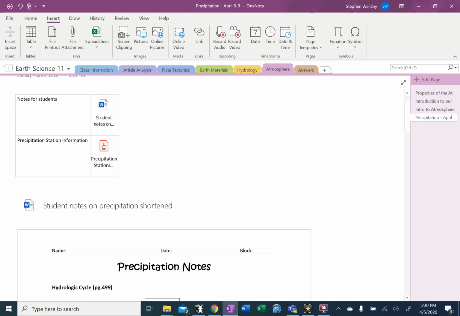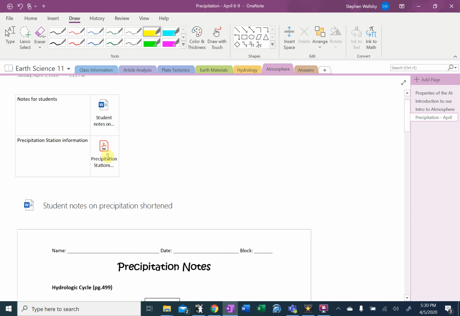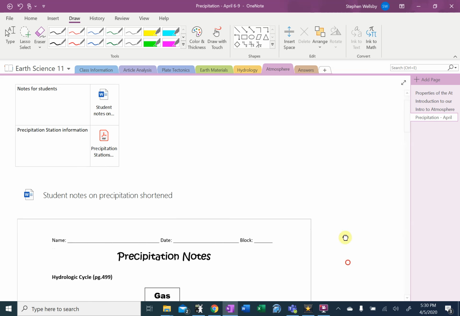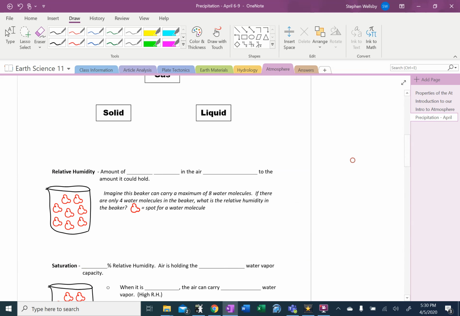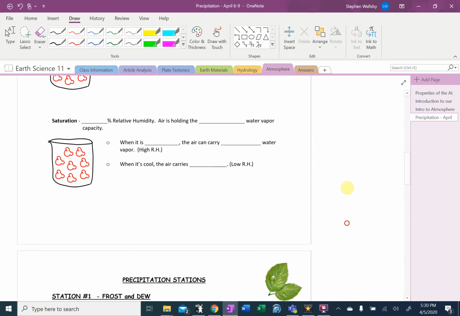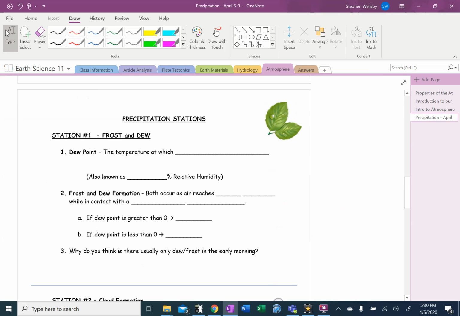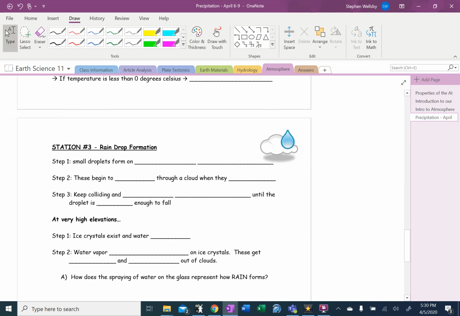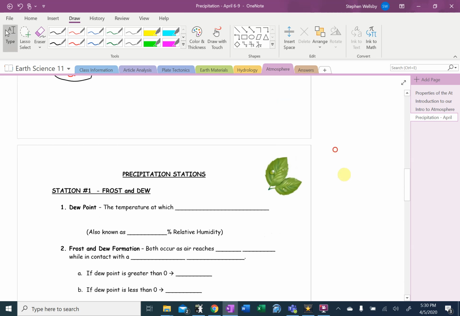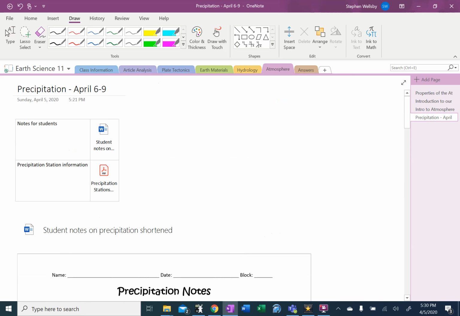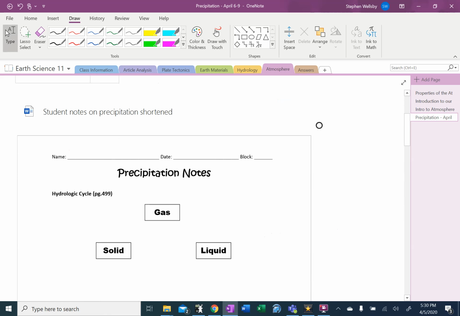If you look on OneNote or on Google Classroom, you'll have both of these documents attached, and so you'll be able to download these and fill them out for yourself. This first page here is all we're going to fill out for notes today as a class, and then these other stations 1, 2, 3, and 4 will be your activities, where you'll need to get the information from this document here, the precipitation station information.